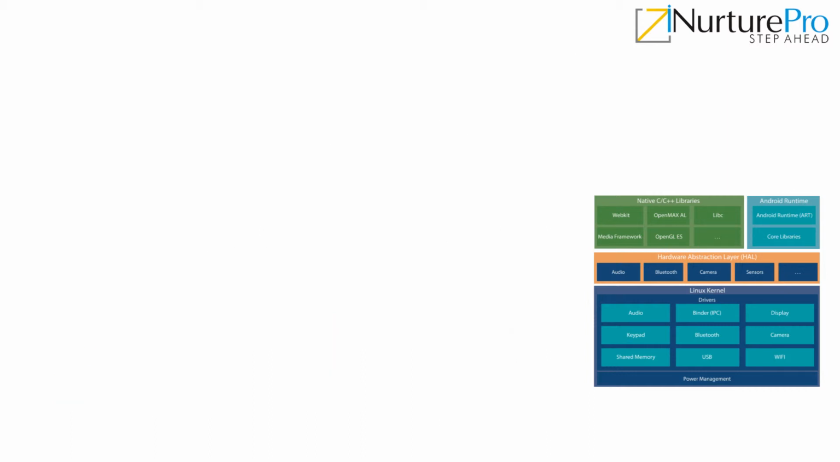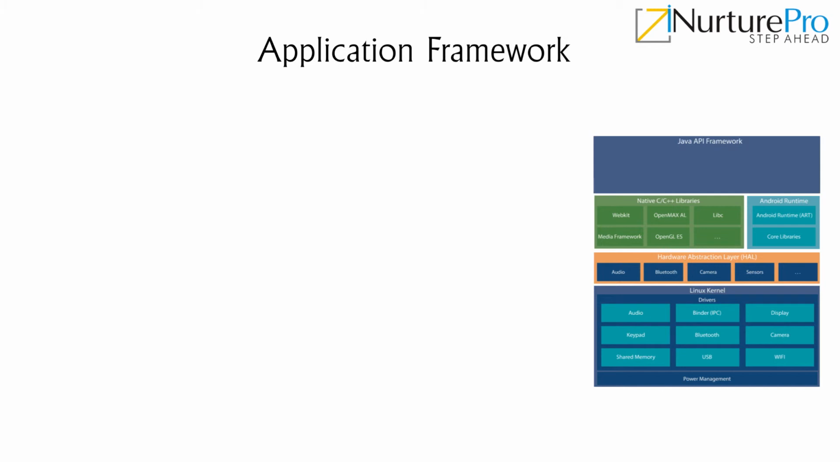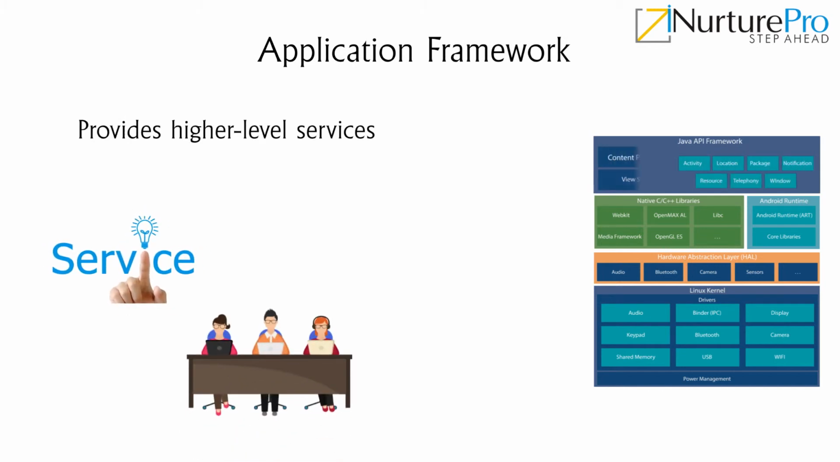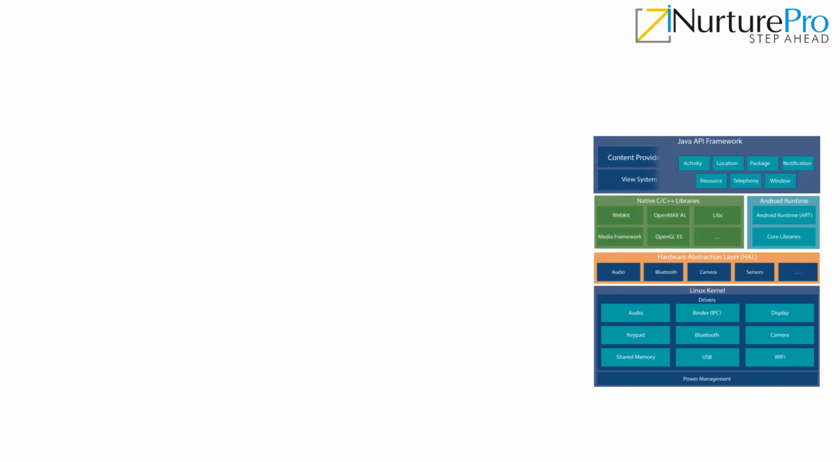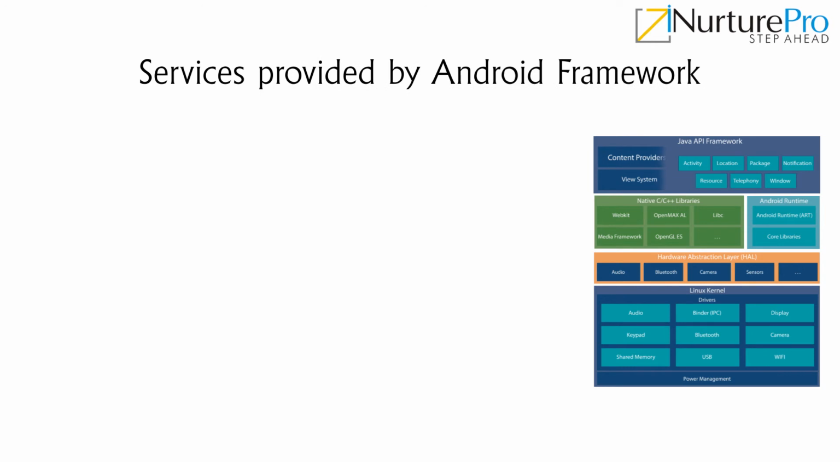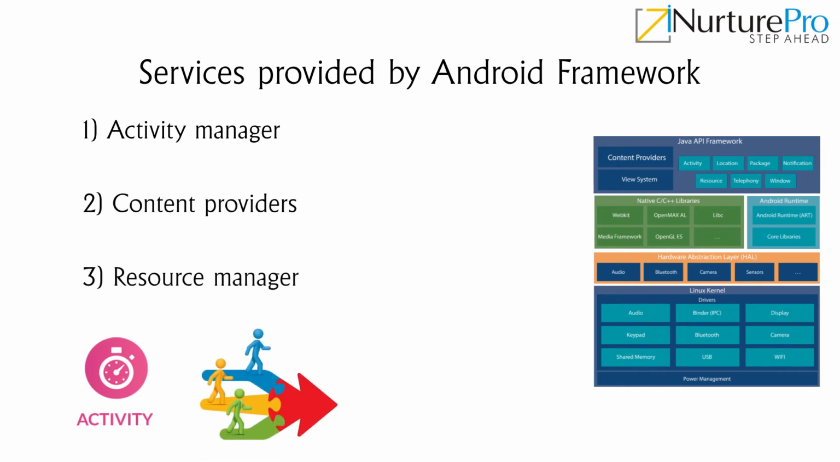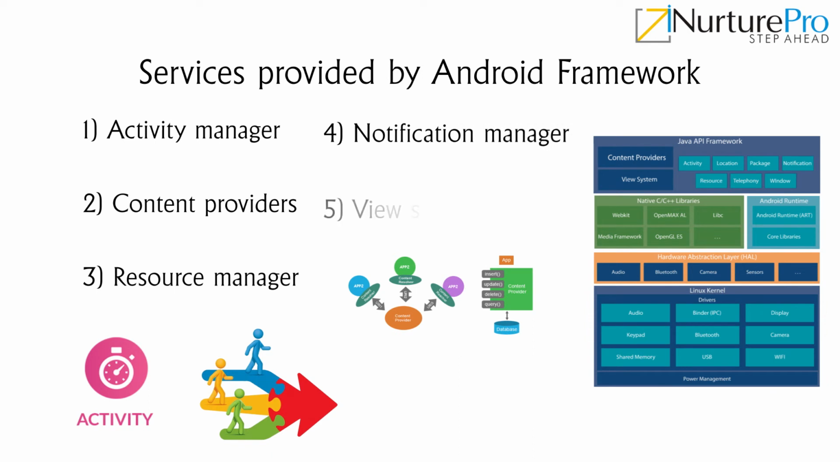Above these layers is the application framework layer, which provides higher level services to applications in the form of Java classes. The application developers can make use of these services in their applications. Some of the key services provided by the Android framework include: 1. Activity Manager, 2. Content Providers, 3. Resource Manager, 4. Notification Manager, 5. View System.